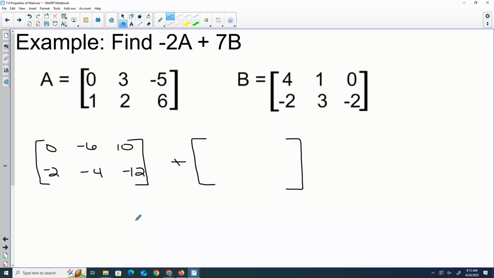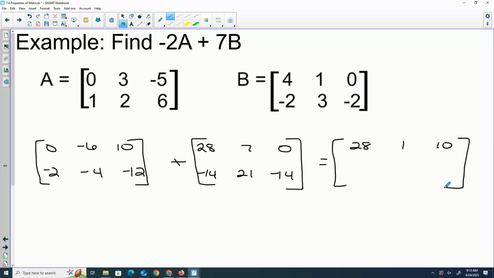So you take everything in A times a -2, everything in B times a 7, add those together. So we get 28, 1, 10 for the first row, second row -16, 17, -26. Did you get it?